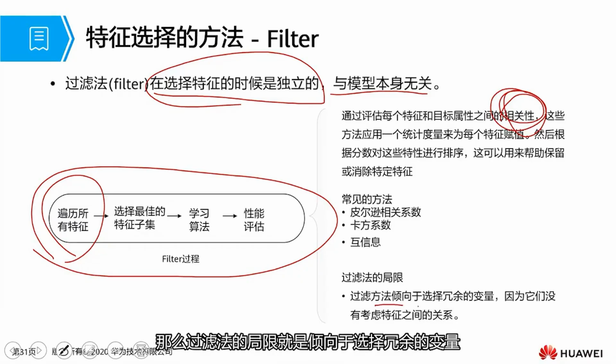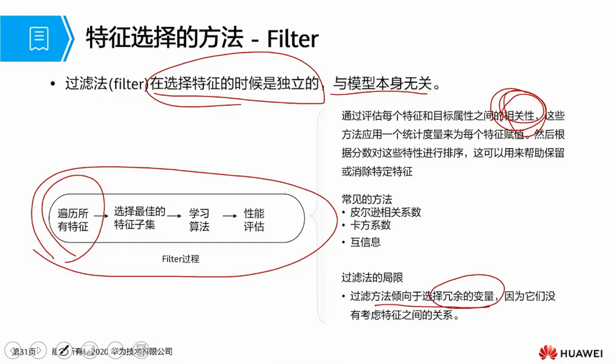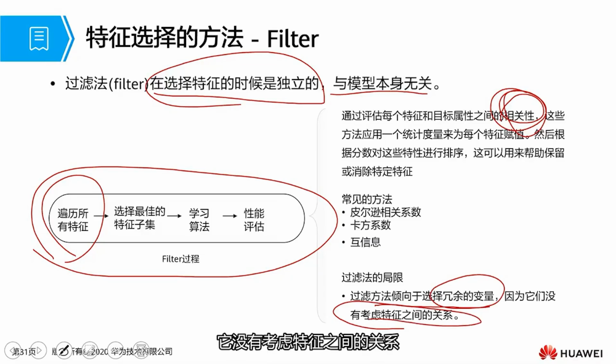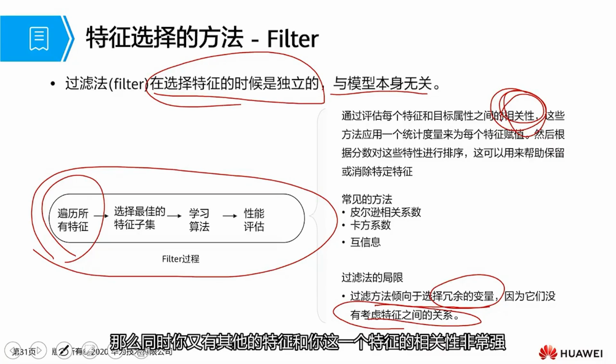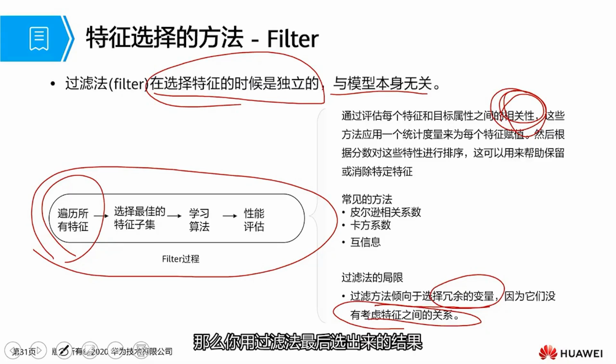Once one of your features is highly relevant to the target attribute, and at the same time you also have other features that are highly correlated with this one feature, the results selected using the filtering method will include all the features in this round. So actually the features you selected are still very redundant. This is the filtering method, its approach, and a drawback it has.